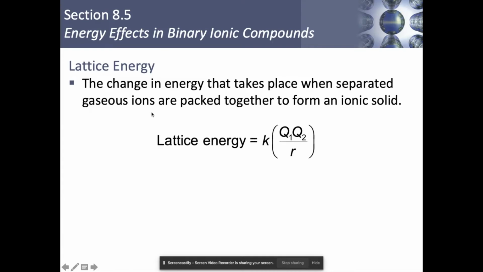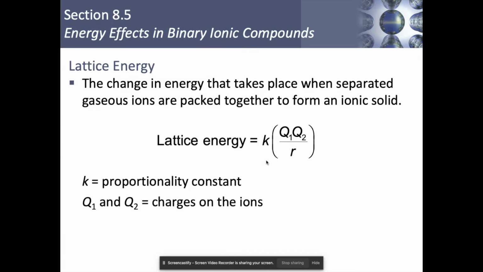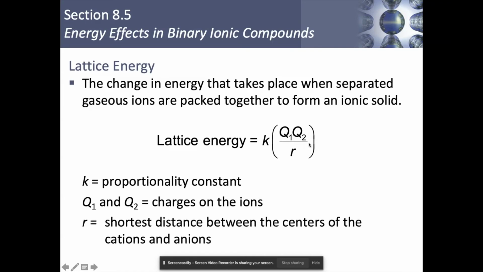And there is a formula for it. Go figure. Lattice energy is equal to K times Q1 times Q2 divided by R. And so K is a proportionality constant. So who cares what K is? K is not the interesting part of this equation. Q1 and Q2 are really important because they're the charges of the ions. So Q1 generally is the cation. Q2 is generally the anion. And then R is the shortest distance between the centers of the cation and anion.